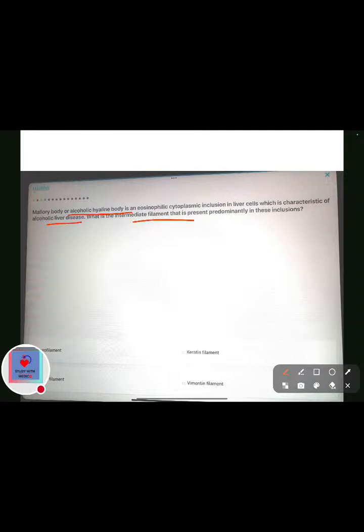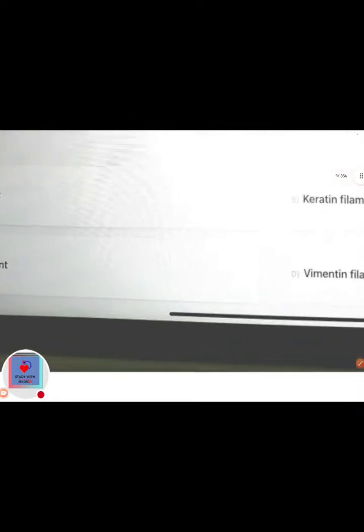Okay, Mallory body, or alcoholic hyaline body. You might have heard this term. It is an eosinophilic cytoplasmic inclusion in liver cells, characterized by alcoholic liver disease. What is the intermediate filament that is present predominantly in these inclusions? The options are neurofilament, keratin filament, desmin filament, and vimentin filament.